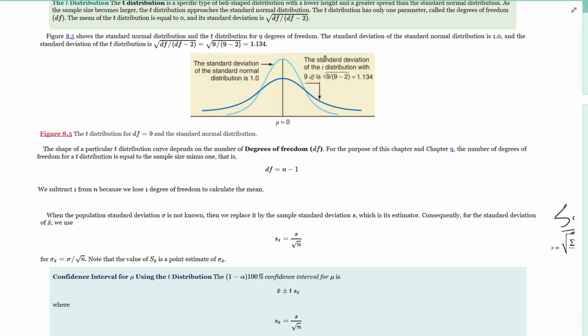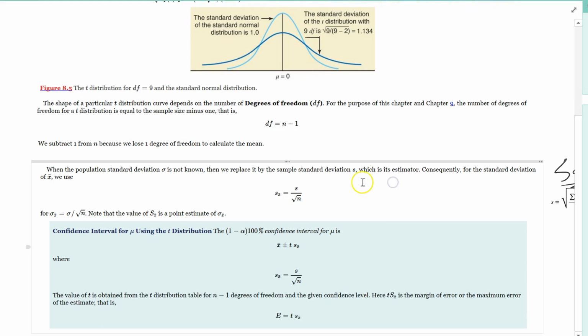So we might have a sample of a population and we want to apply it to the larger population, but our sample is not that large. So we have to account for the degrees of freedom. We find the degrees of freedom by taking the number of points we have, subtracting 1. We subtract 1 because we lose 1 degree of freedom to calculate the mean.